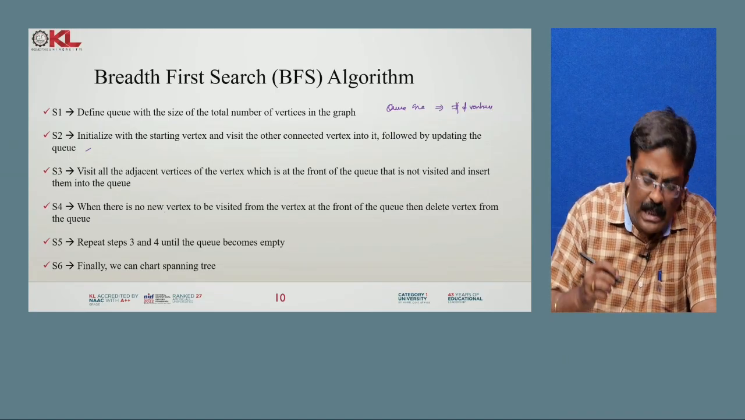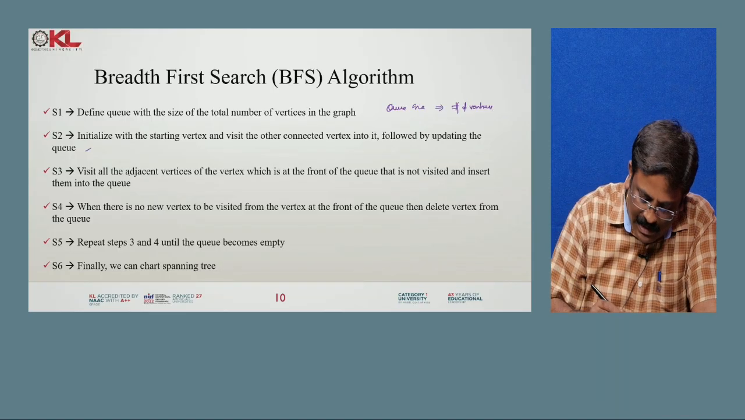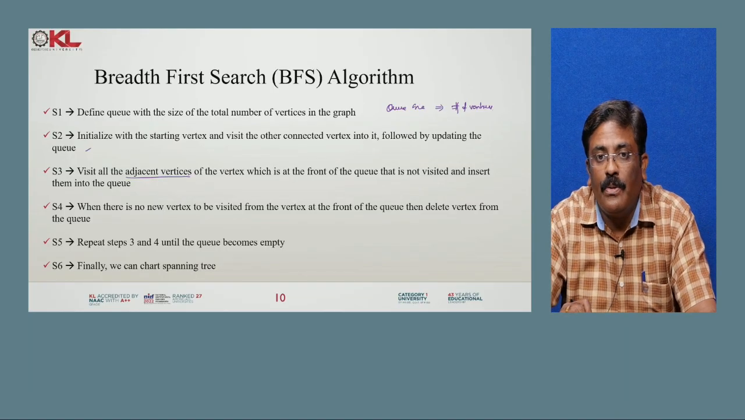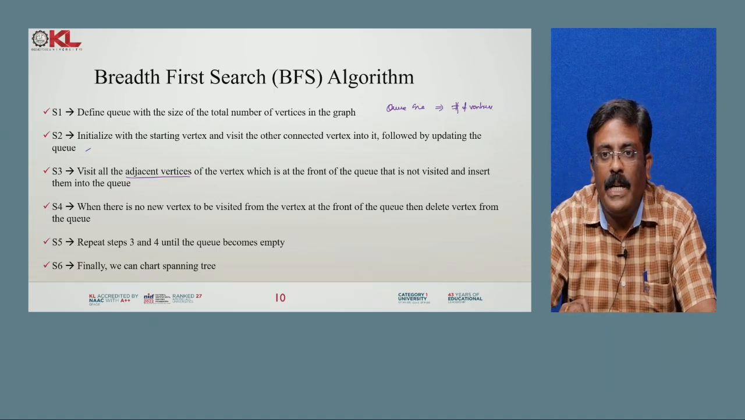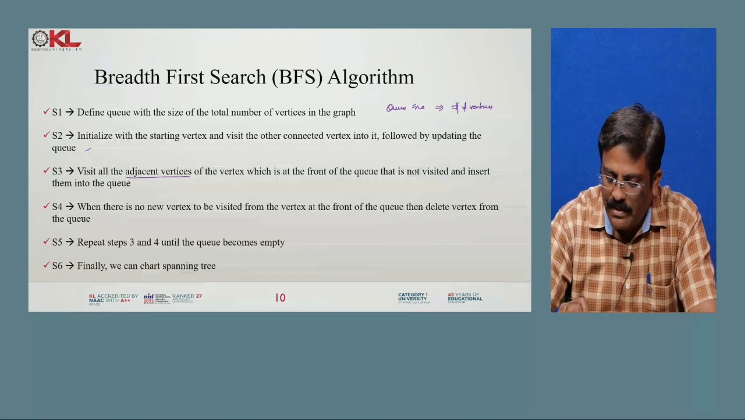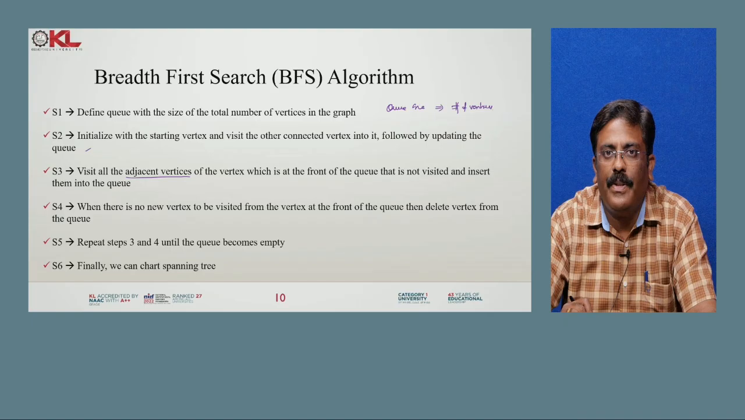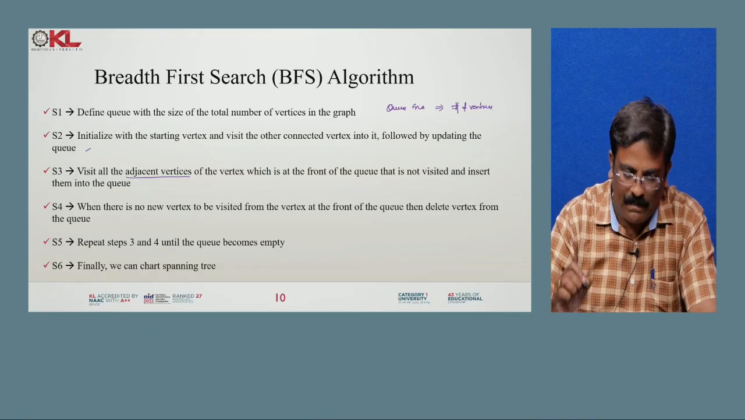And in step number 3, we can visit all the adjacent vertices, as I said. We can visit all the adjacent vertices from your source vertex, which is at the front of the queue and that are not visited, and insert them into the queue. It means we have to see whether that particular vertex is available at the front of the queue. If so, then we check whether all possible adjacent vertices are visited or not. If not visited, we update the queue with the visited one.